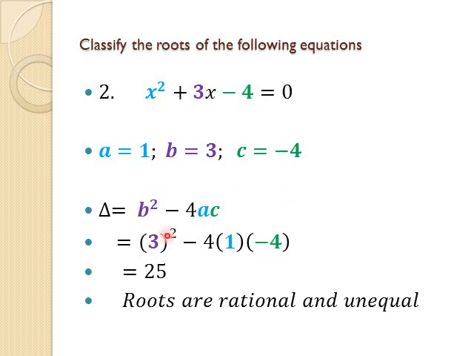So 3 squared gives me 9. Negative 4 times 1 is negative 4. Negative 4 times negative 4. Negative times negative is positive. 4 times 4 is 16. So 16 plus 9 gives me 25. 25 is a perfect square. So therefore the roots are rational and unequal. Alright, so when it's a perfect square, the roots are rational and unequal.